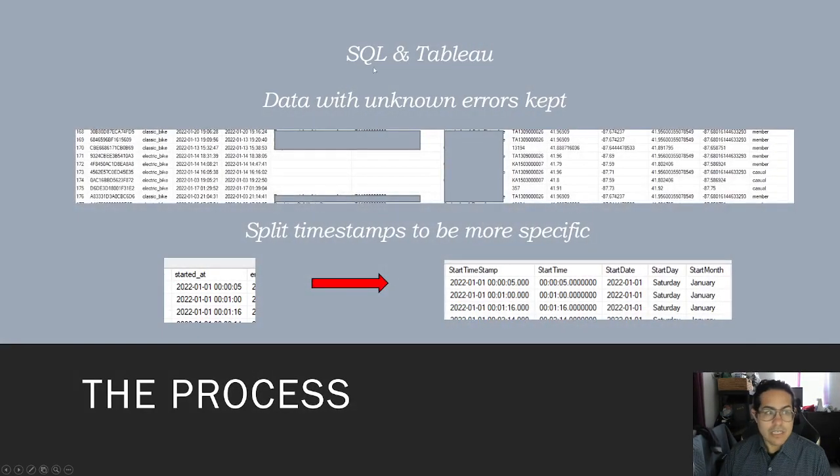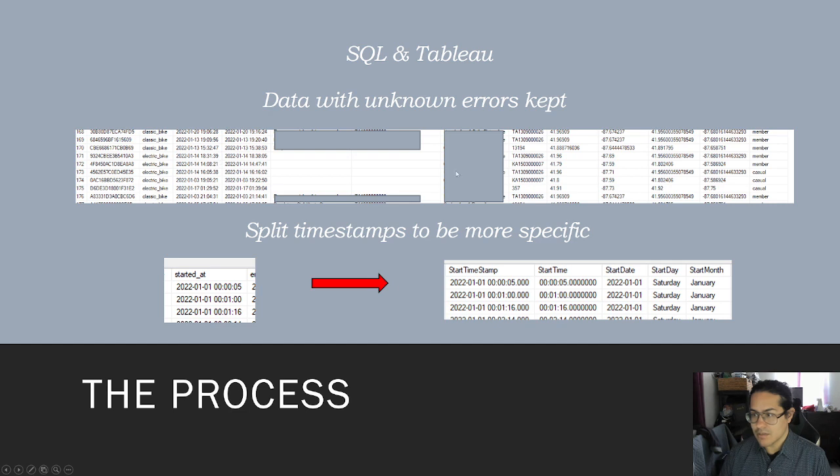Now, the process that I used is I use SQL and Tableau as my tools of choice. I use SQL for all of the calculations, organizing, importing data, all that kind of stuff. And then Tableau I used for the visualizations. I always struggle with that word. I don't know why.